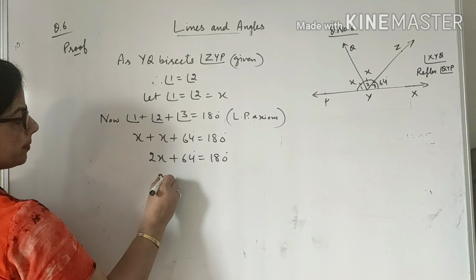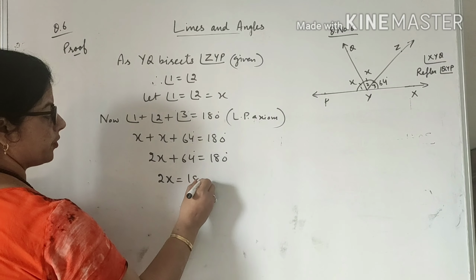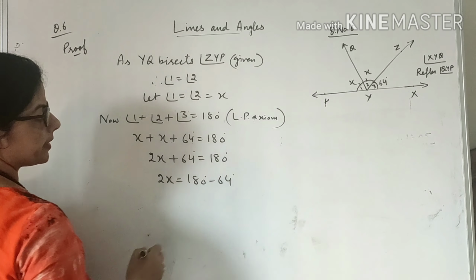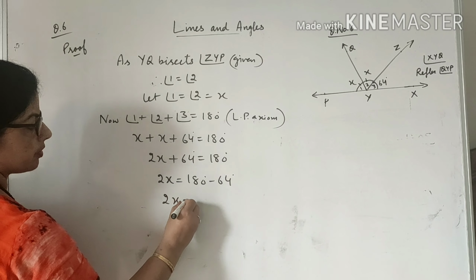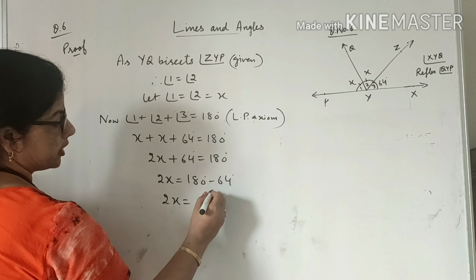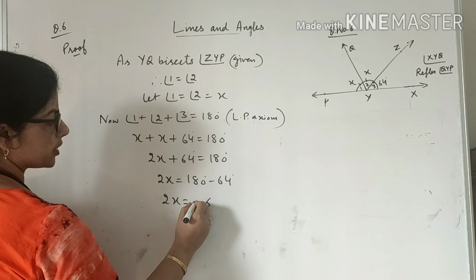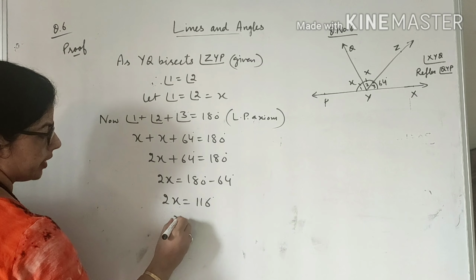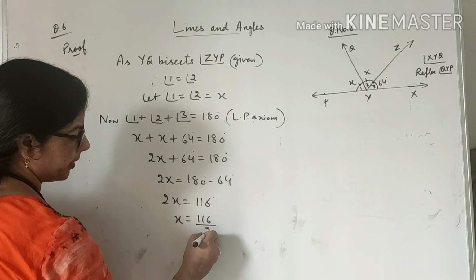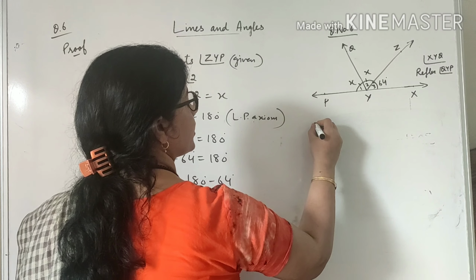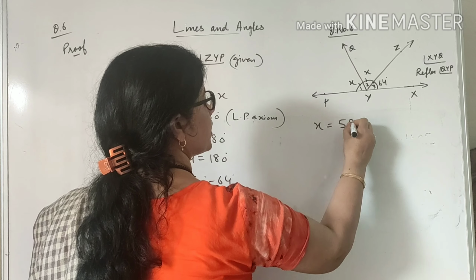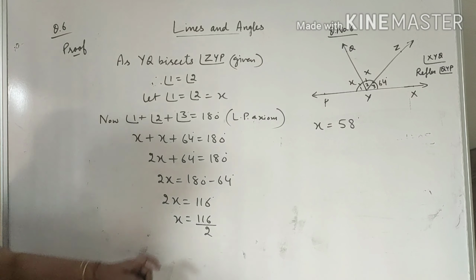Plus 64 will become minus 64. We will subtract this. 2x is equal to 10 minus 4 6, 17 minus 16 11. Now x is equal to 116 by 2. So what will be the value of x? 58. This is the value of x.